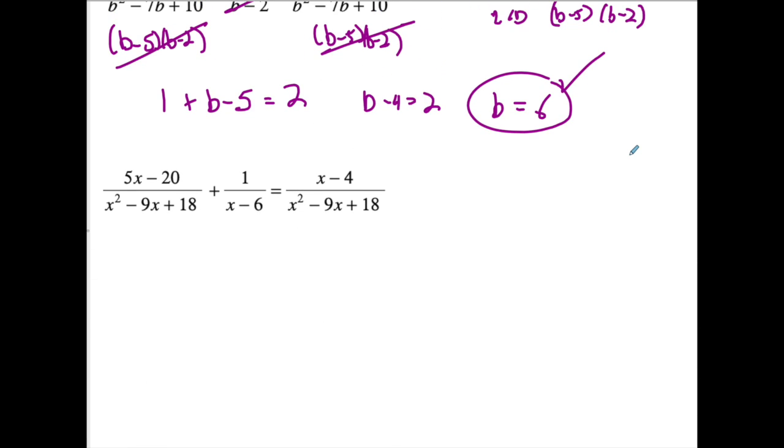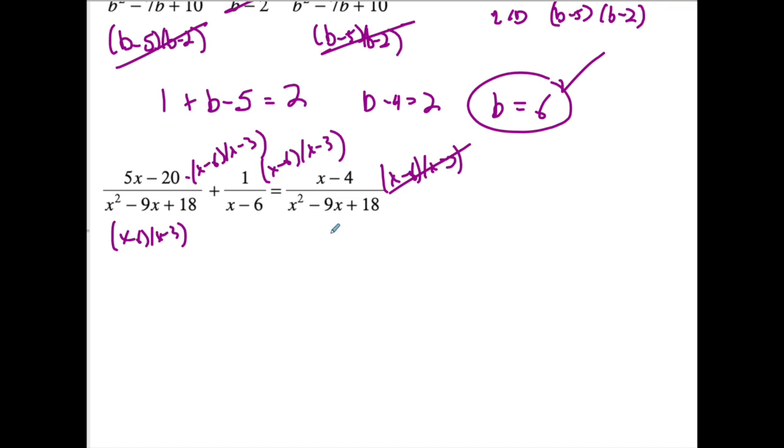All right, last one before I pass it off to you. This one's very similar. So this is going to be x minus 6, x minus 3. So I'm going to multiply everything by that. All right, x minus 6, x minus 3. That will cancel out these whole things. So I've got 5x minus 20 plus x minus 3 equals x minus 4.